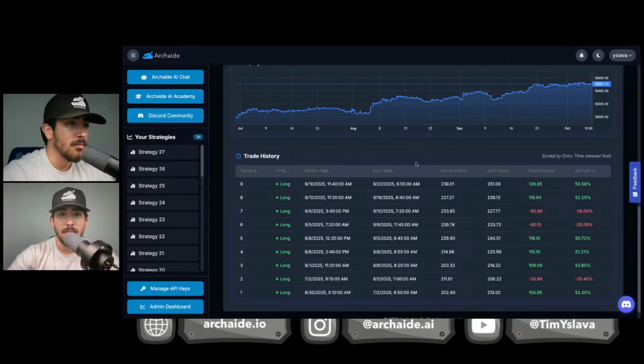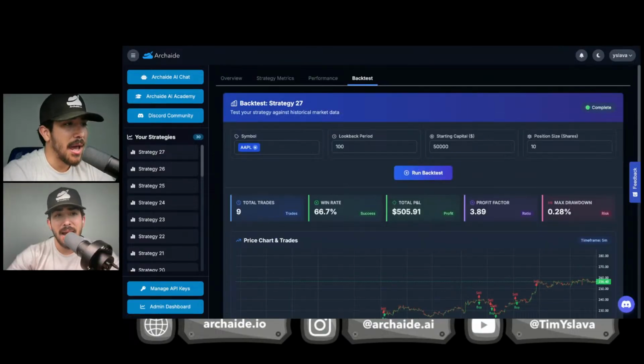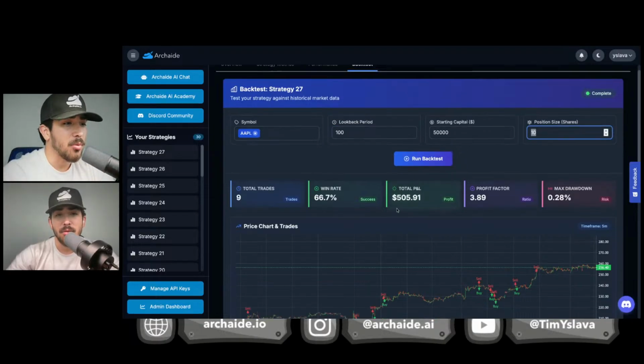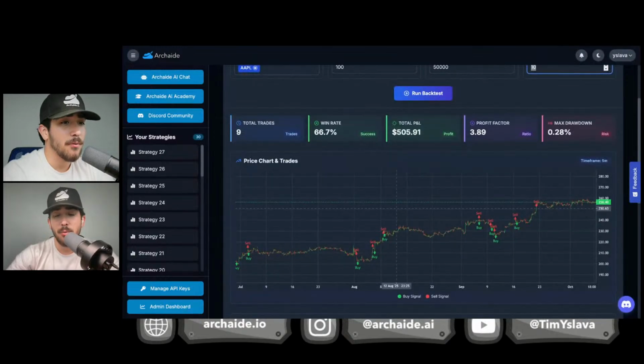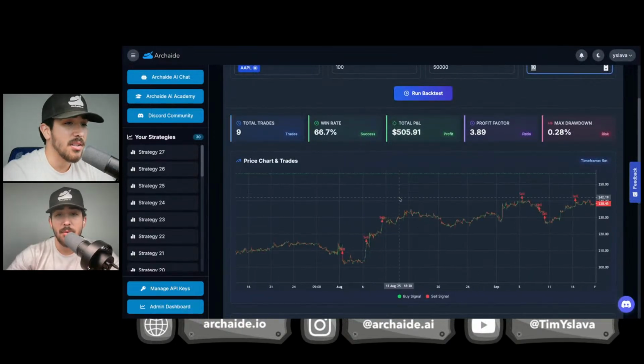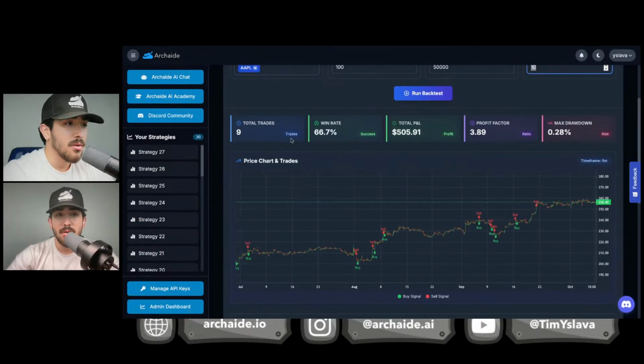So, that being said, this is a backtest for Apple. We're looking at the last 100 days. We have about 10 shares of Apple, and this is exactly how it would have performed using the strategy that we have built. Again, we want to take notice of the total trades.